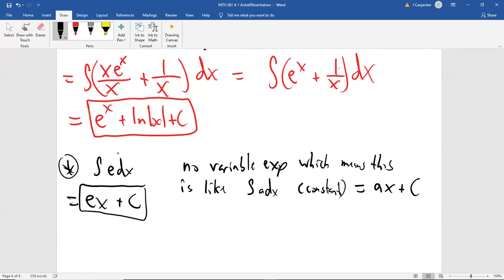So make sure you see the difference in this versus this. This is just a constant in the first one we did. This is an exponential, which has the exponential formula because of that.